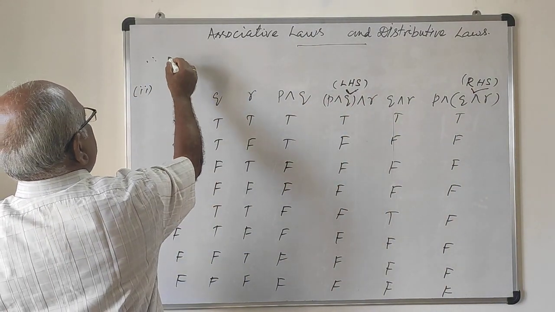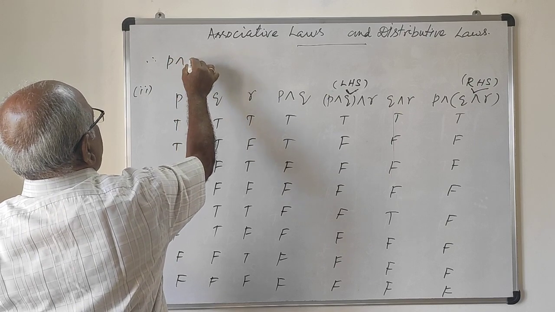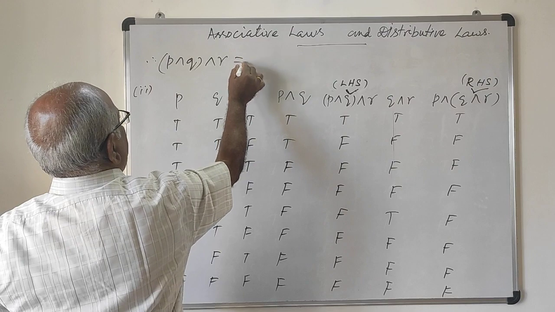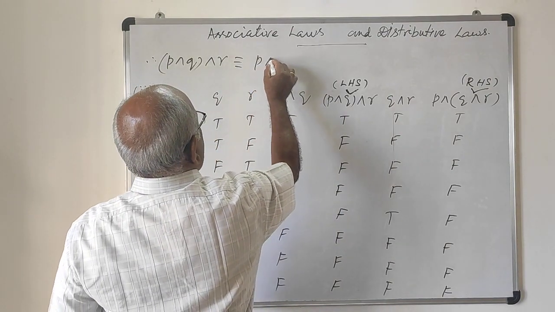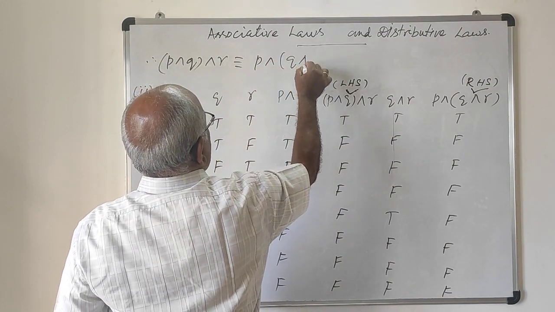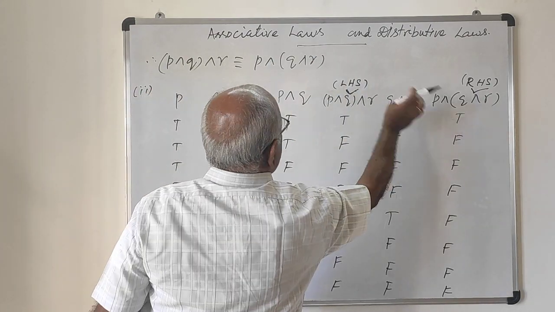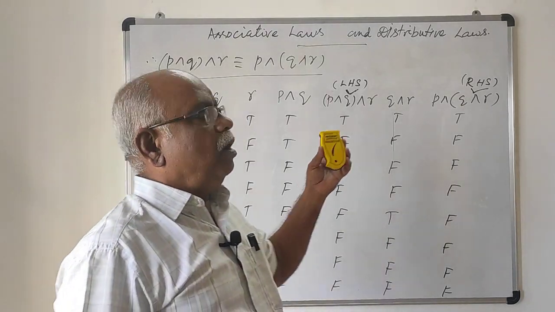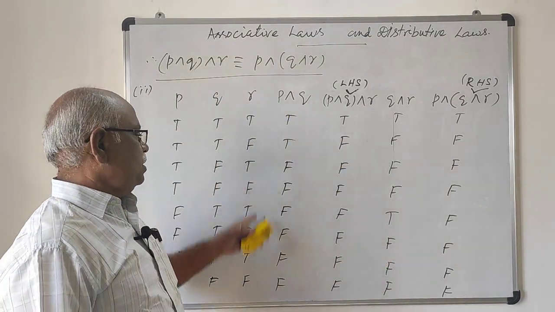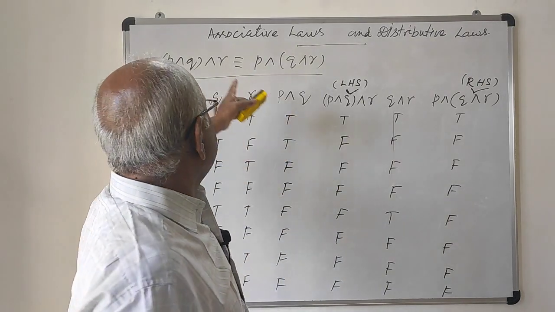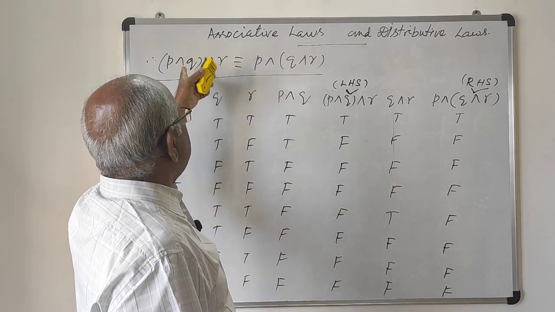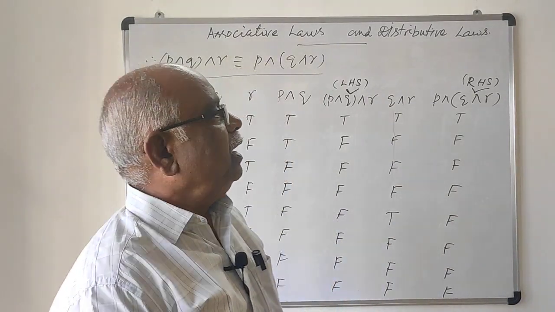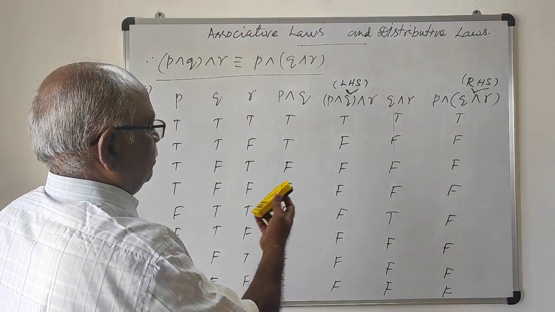Therefore, the conclusion is P disjunction Q disjunction R is equal to P disjunction Q disjunction R. Therefore, the result is proved. That's all about the associative law. The second associative law is this: the first associative law with disjunction instead of conjunction, and it is derived in your book. You verify it. Next, we will go to distributive laws.